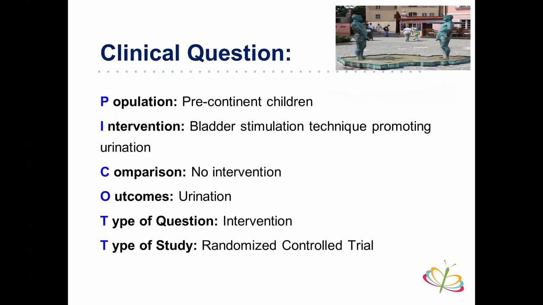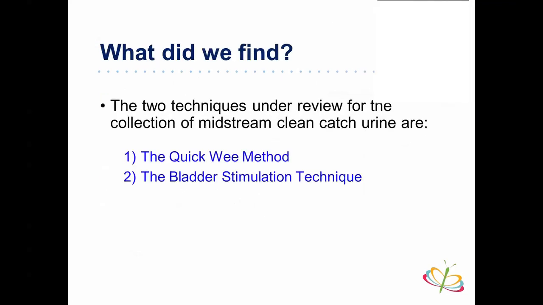So what did we find when we did our search to answer our PICO question? We found two techniques under review for collection of midstream urine without catheterization. One method was the quick-wee method, and the second method was the bladder stimulation technique. These methods were not what we wanted to find to answer all of our questions, but they were the best two methods that we could find for our proposed hypothesis.